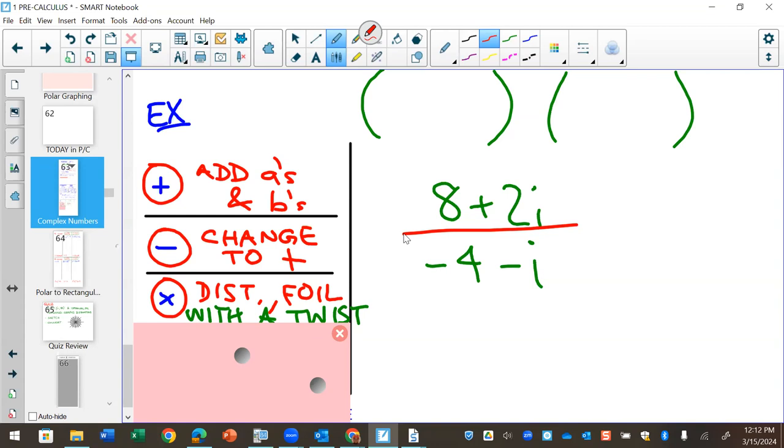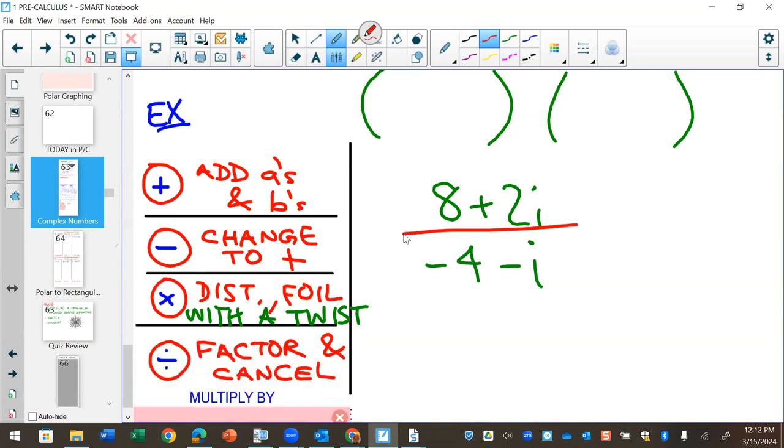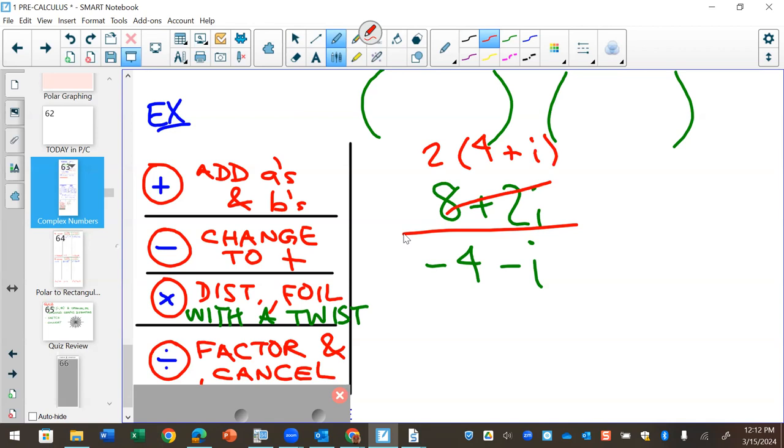All right. So, how do we do this? Two ways. I guess I'll tell you the first way first. Factor and cancel if you can. What comes out of the top? Two. Okay. And what's left? 4 plus i. We cross that out at my house.